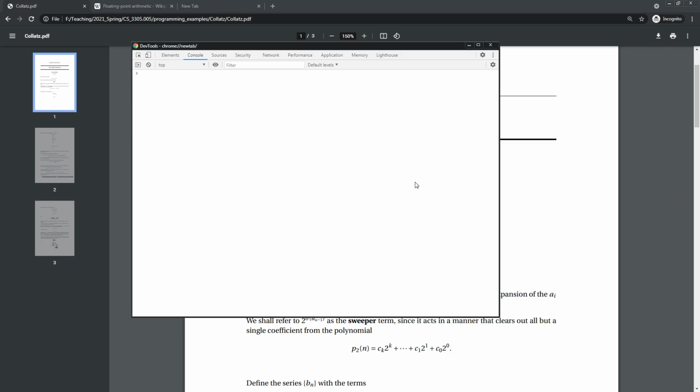Okay, so the first thing I want to do is create the sine function. Right? So there's already a built-in one.